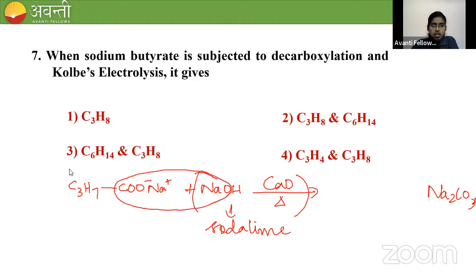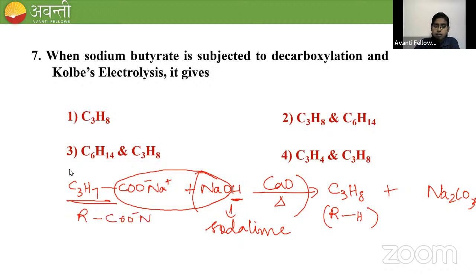So this C3H7 goes and forms a bond with this hydrogen. What will we get? We will get C3H8 as the product. We will get RH as the product in decarboxylation. If you take RCOO minus Na plus, we will end up with RH. So this reaction is called decarboxylation.